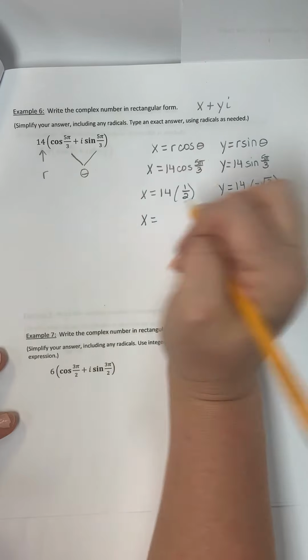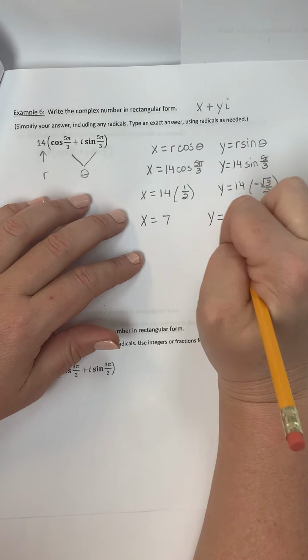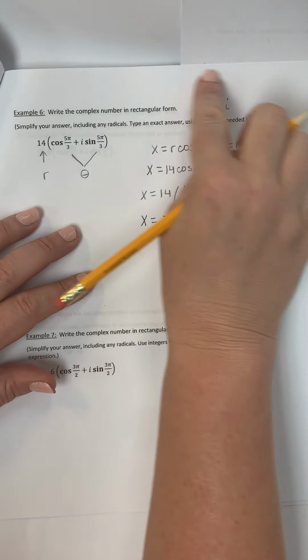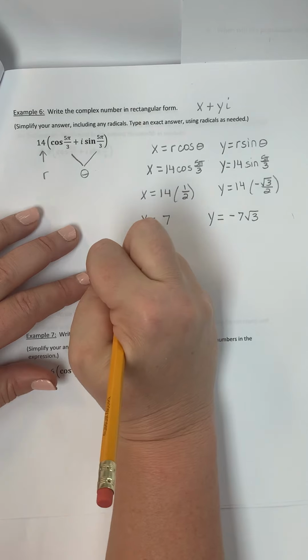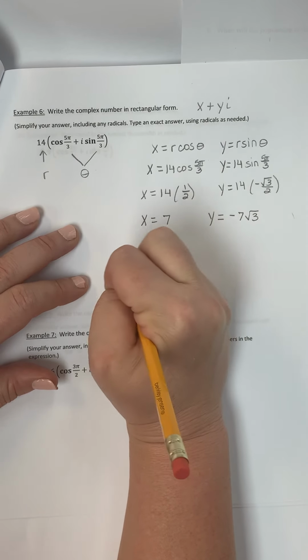Now I'm going to clean it up. This becomes a positive 7. This becomes a negative 7 root of 3. Now I'm going to write it over in this form: 7 minus 7 root of 3 i.